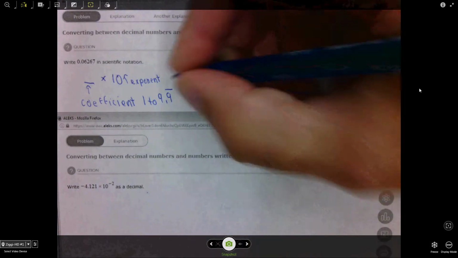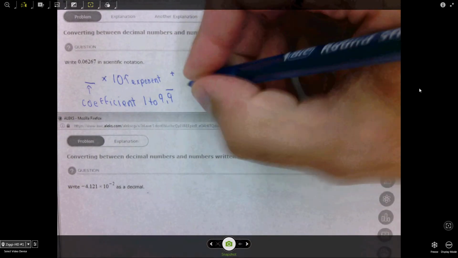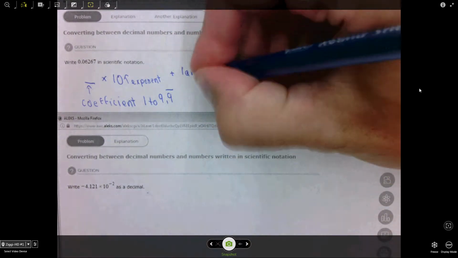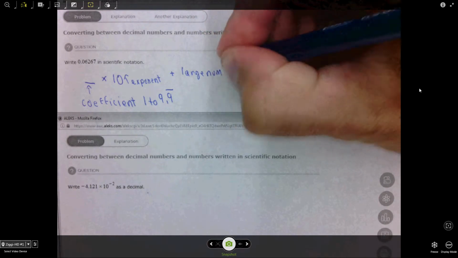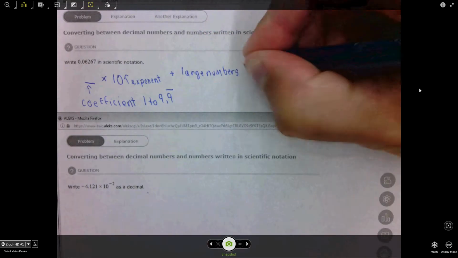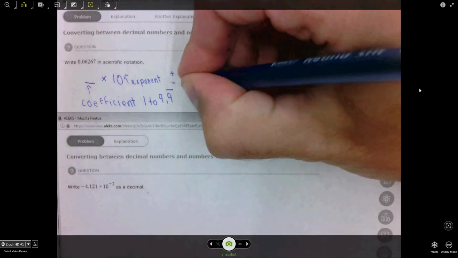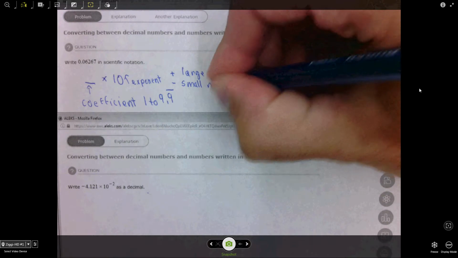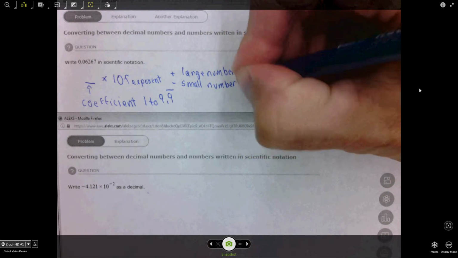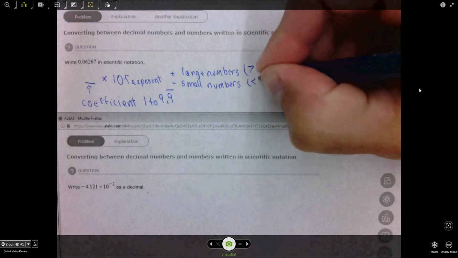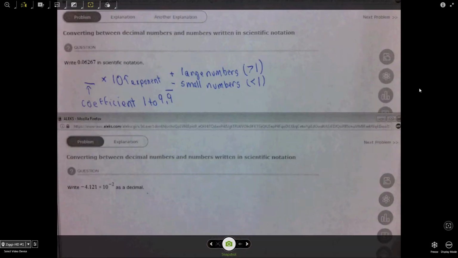And the exponent is positive for large numbers. In this case we define large numbers as greater than 1. And it's negative for small numbers. And we define small numbers as less than 1. So those are basically the parts of the scientific notation.